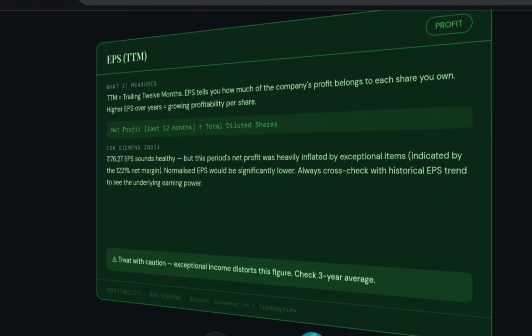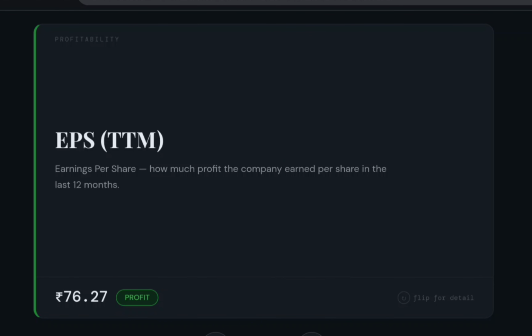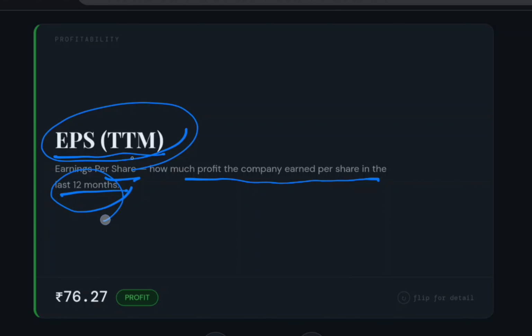Okay, now let's move to the next one, which is EPS. What is earning per share? This is one of the fundamentals I have captured in this Indian Fundamental Dashboard: earning per share. How much profit the company earned per share in the last 12 months. You can see it here, it earned 76.27 rupees per share and it is in profit.